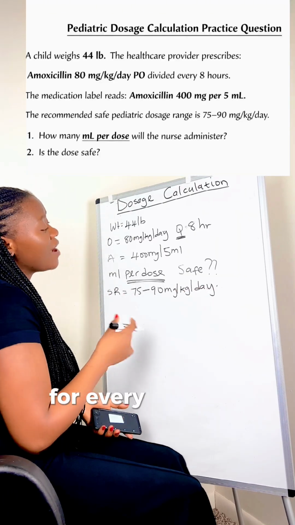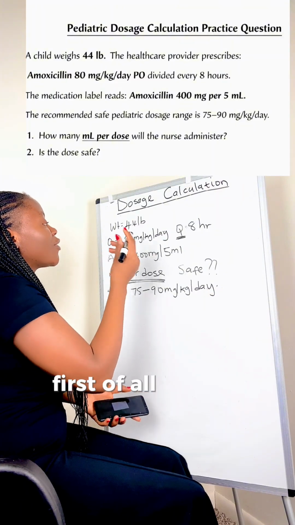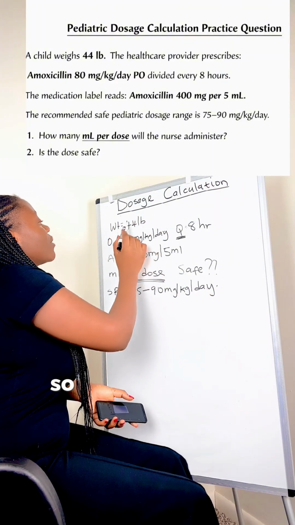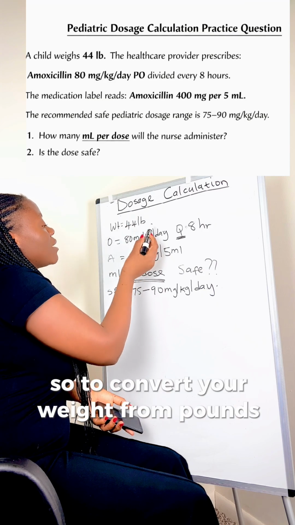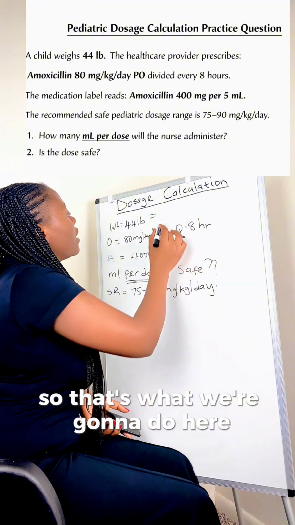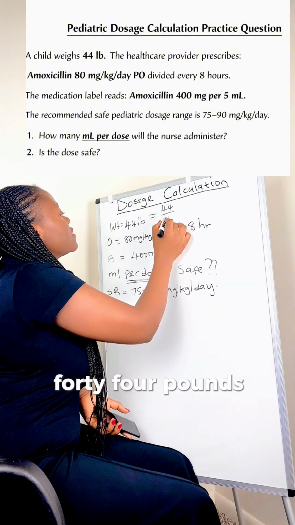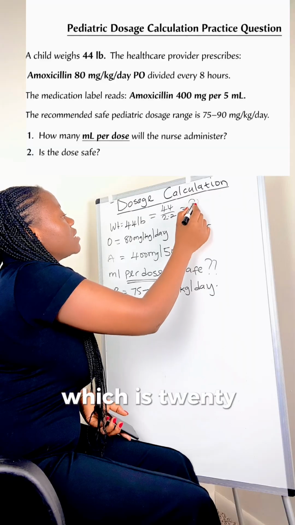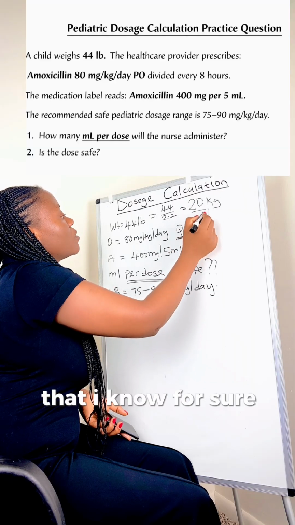Now, for every pediatric question, first of all, convert your weight to kilograms, because you always work in kilograms. So to convert your weight from pounds to kilograms, simply divide by 2.2. So that's what we're going to do here. 44 pounds divided by 2.2 will give our answer in kilograms, which is 20 kilograms. That I know for sure.